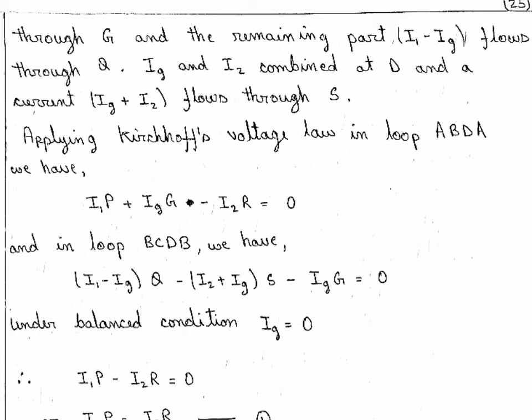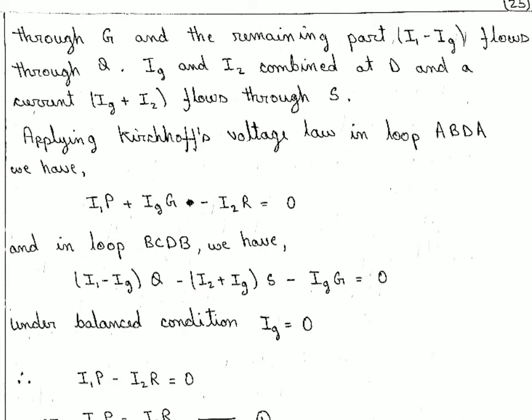Using the loop rule, we have selected ABDA to be the loop. Since I1 is in the direction of AB, it is positive. And since Ig is in the direction of BD, it is positive. But I2 is in the opposite direction of DA. Hence, this is taken to be negative. So the algebraic sum will be I1P plus IgG minus I2R is equal to 0, since we have no battery, since the EMF is 0.